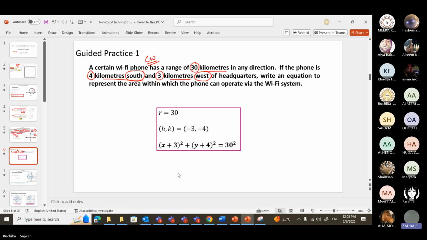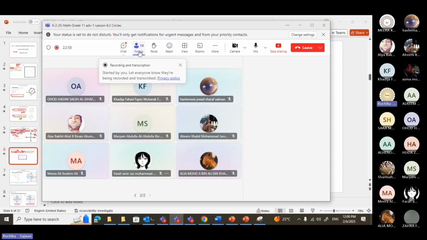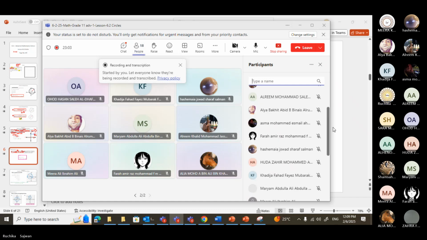Miss, here the radius will be 30? Yes, correct. There's no other number, right? Very simple. Once we finish this lesson, you will be agreeing with me when I say that this is the easiest conic section. After this, all the difficult ones will come, like ellipses, hyperbola, and all of that. We've just finished parabola in class, right? This is the easiest one.